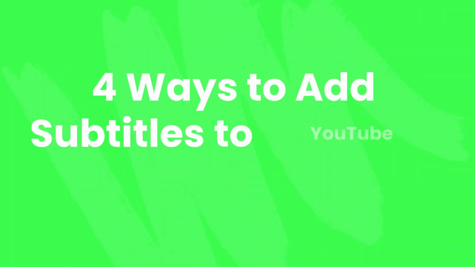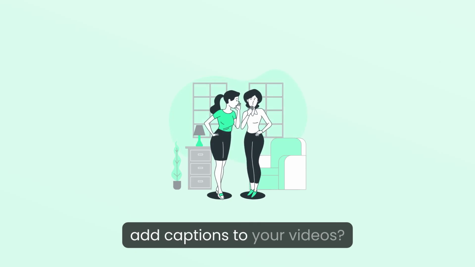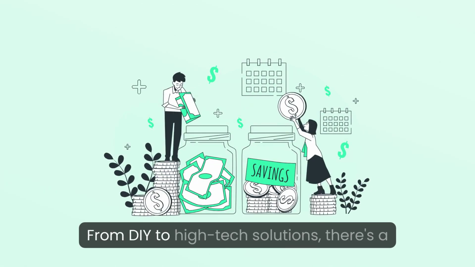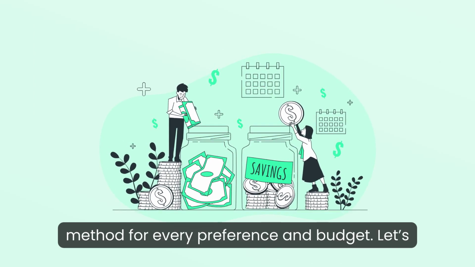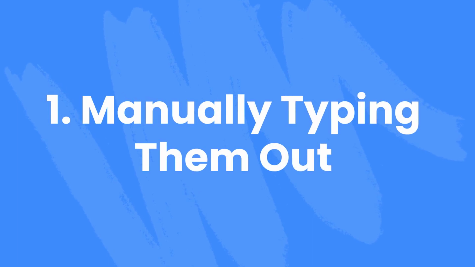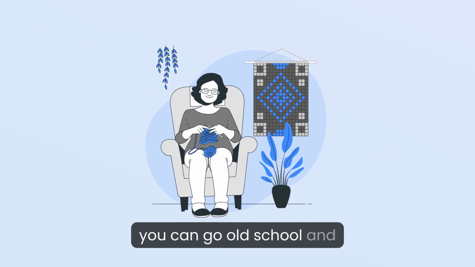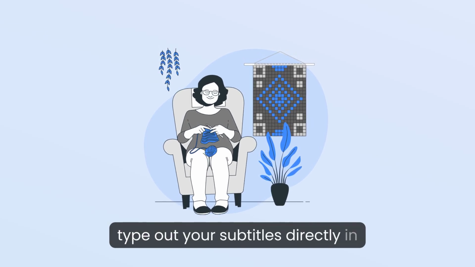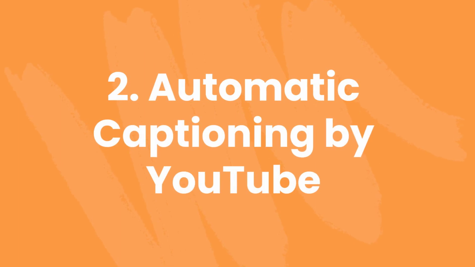4 ways to add subtitles to YouTube videos. So what's the best way to add captions to your videos? From DIY to high-tech solutions, there's a method for every preference and budget. Let's explore some of the options. 1. Manually typing them out. For the DIY enthusiasts out there, you can go old school and type out your subtitles directly in YouTube's video editor. 2. Automatic captioning by YouTube.